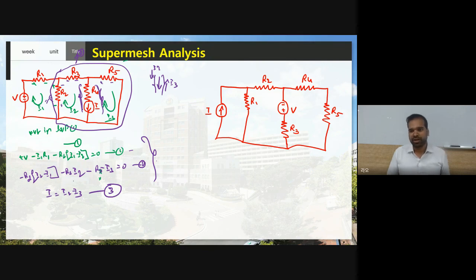Now see, in this circuit how many loops do you have? 3 loops. Of course it is a planar circuit. Then you can apply super mesh. Can I apply mesh analysis? No, because you have what? A current source. You cannot apply mesh. You can apply super mesh. So here, as we have 3 loops, I consider I1, I2 and I3. Can I apply KVL in loop 1? No, because you have a current source.